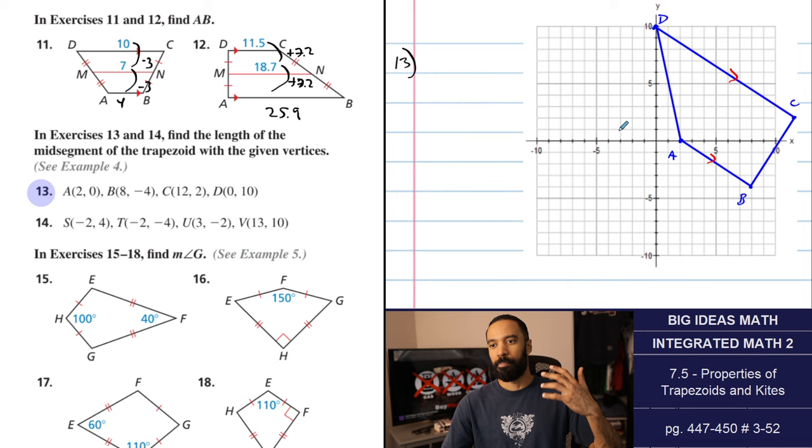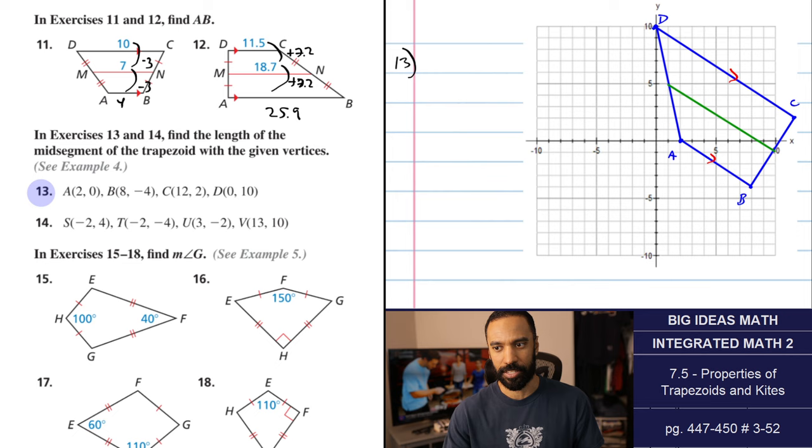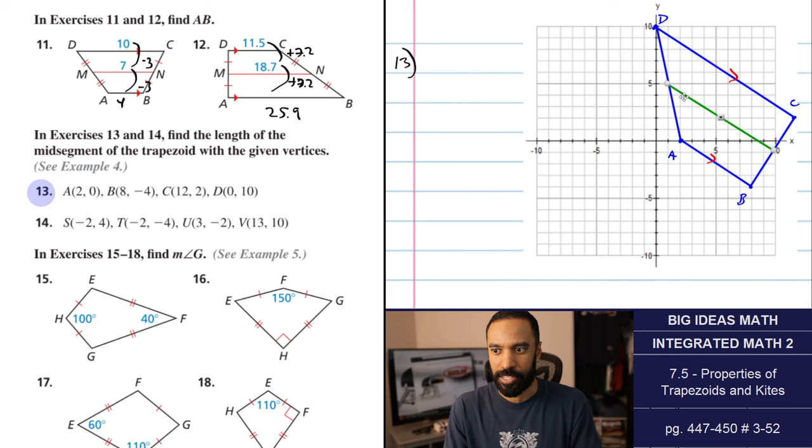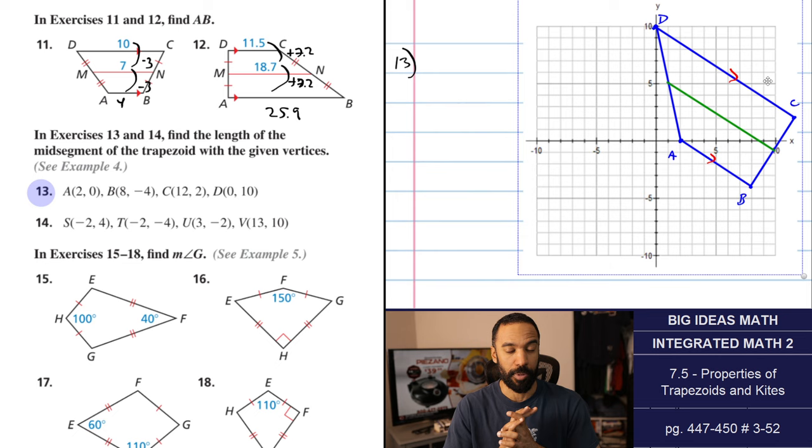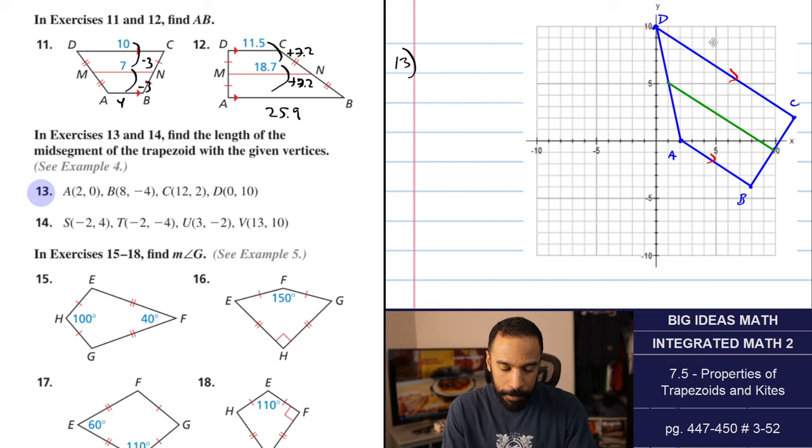So the mid-segment would ideally be somewhere like this. I don't know if that's exact or not. It looks like it's probably close enough, if not exact. In fact, yes, that's probably exactly what it is right there. So that's the mid-segment. But even if you didn't know, you could either find the midpoints and then find its length, which is very valid. I'll probably do both methods. Or you can find the lengths of these individually, AB and CD, and then average their lengths. Add them up and divide by two.